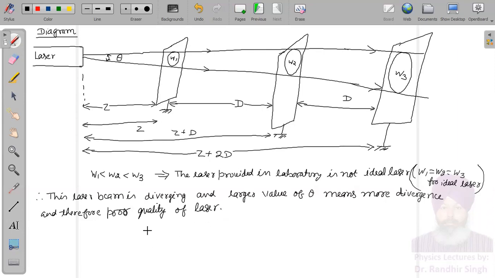Excuse me, sir. Yes, please. Sir, please explain with a diagram.